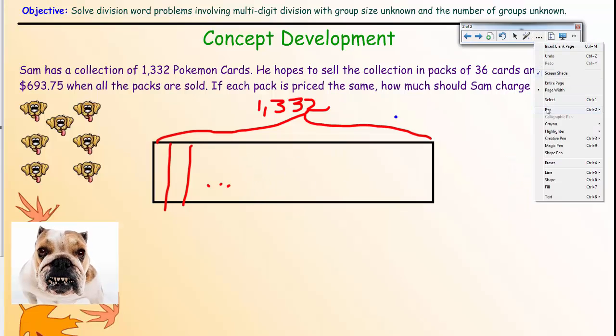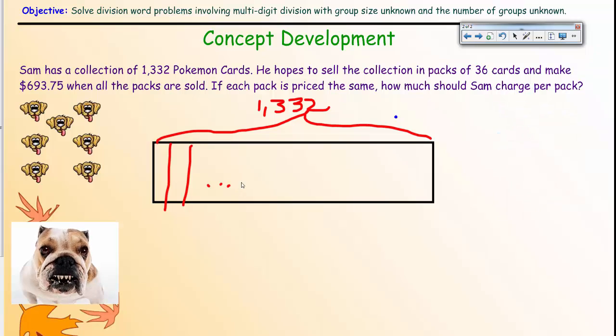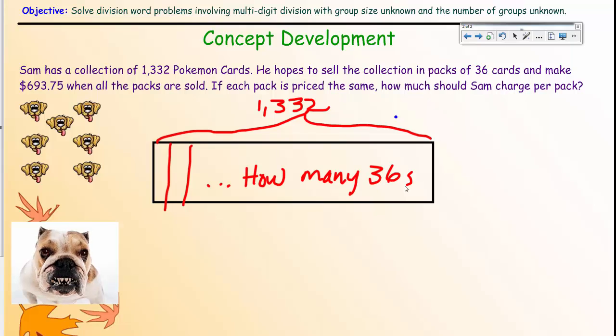We got it back. So basically, we want to know how many 36s we are going to have, because that's what we have here. So let's go ahead and figure that out. We're going to divide this by 36.